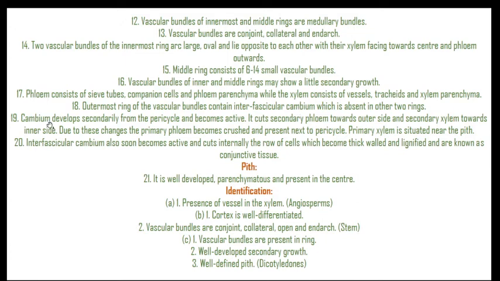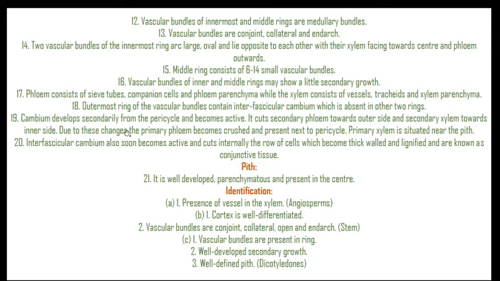So what happens? Cambium develops secondarily from the pericycle and becomes active. When the cambium becomes active, it is going to develop a secondary growth. It cuts secondary phloem towards the outer side and secondary xylem towards the inner side. So due to these changes, the primary phloem becomes crushed and present next to the pericycle.